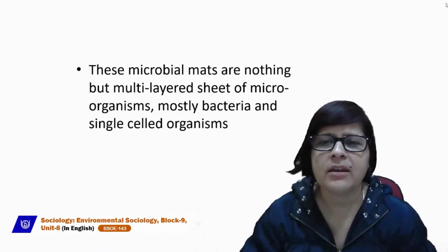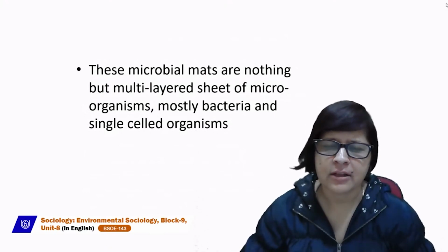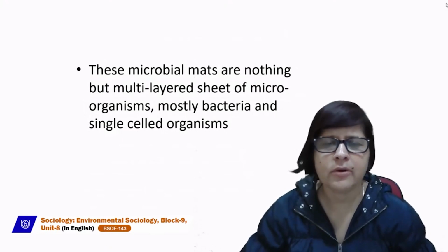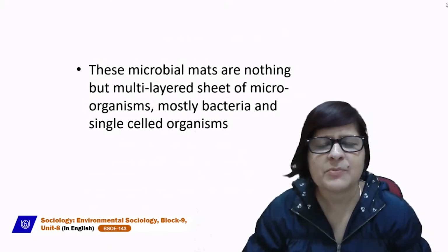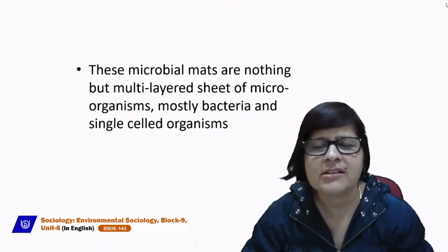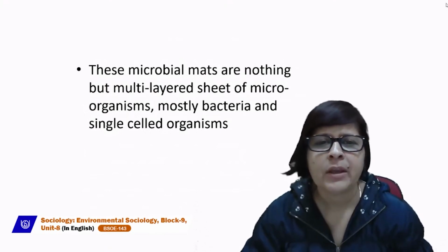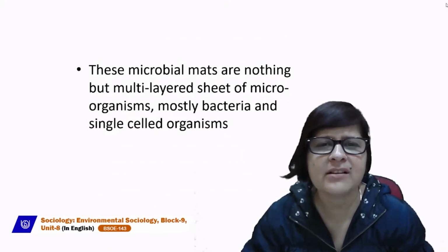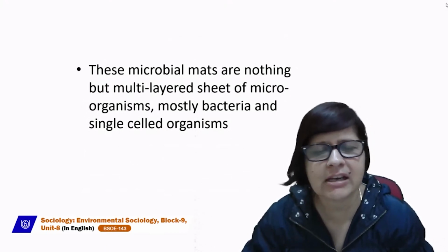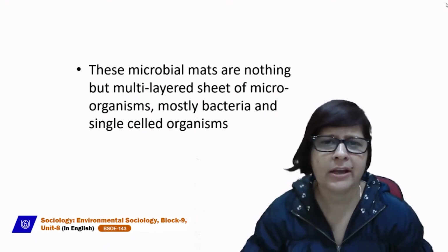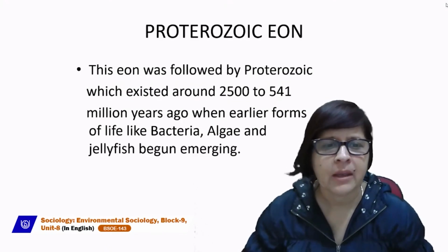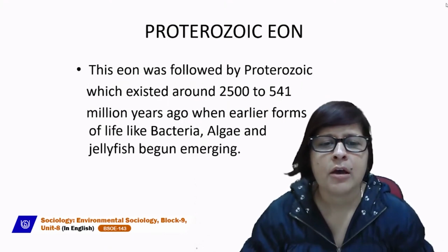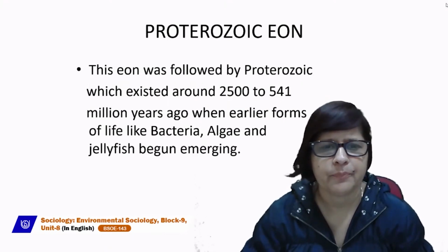So during the Archean eon, the Earth had cooled down, but there was a lack of oxygen, and a few microorganisms started their life on the Earth. These microorganisms are single-celled organisms like bacteria. So Hadean, then Archean eon, and then comes the Proterozoic eon.